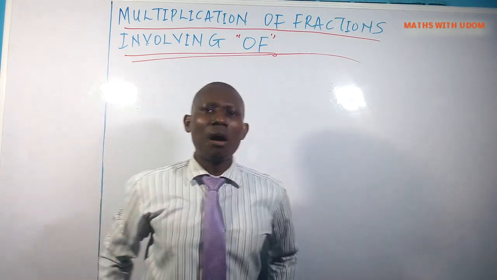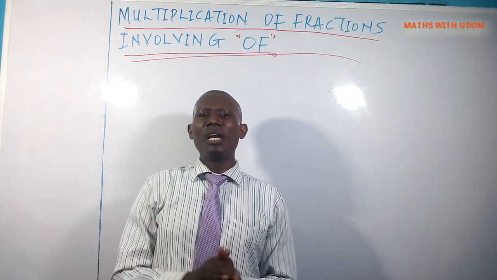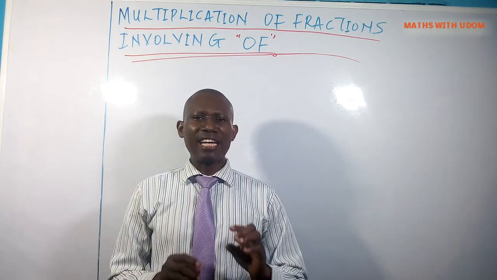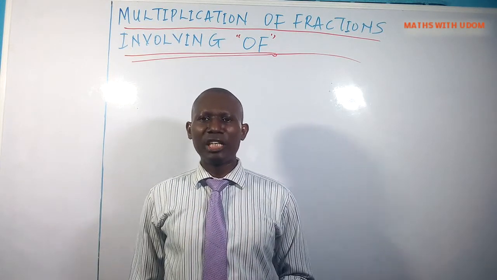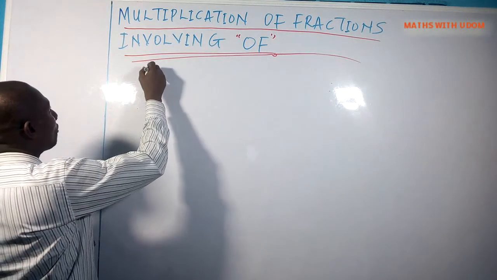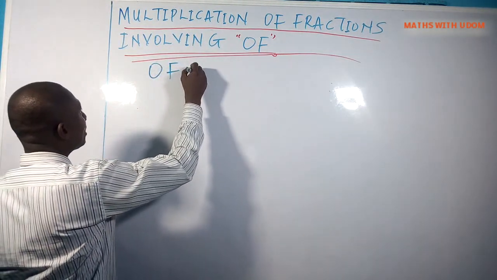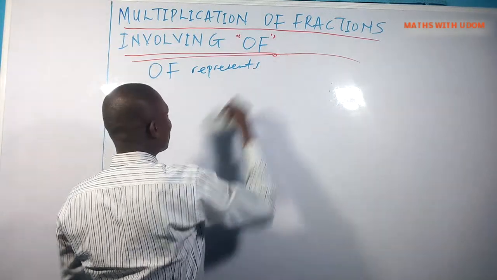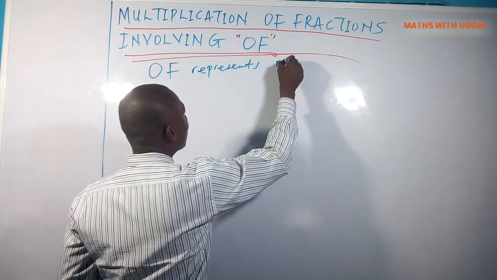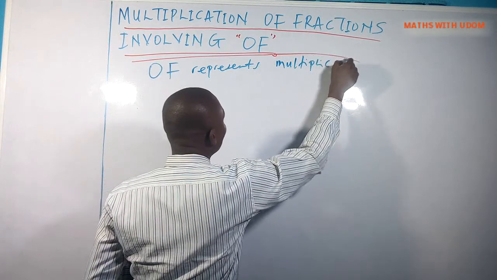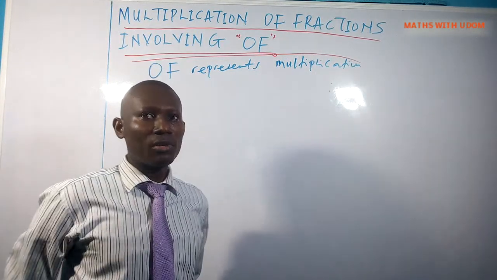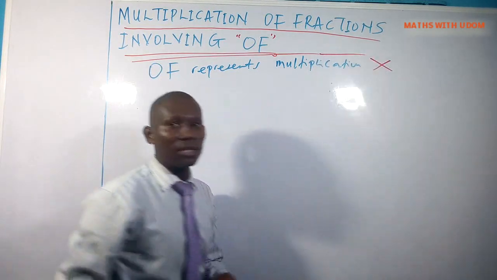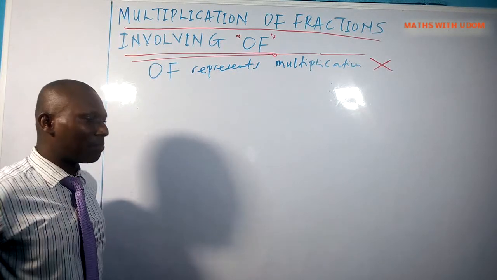Now, when we talk about multiplication of fraction involving of, under order of operation in fraction, we have of, and that of simply stands for multiplication. Of stands for what? Multiplication. So whenever you come across of in mathematics, it represents multiplication. Okay? Now, let's have our example.